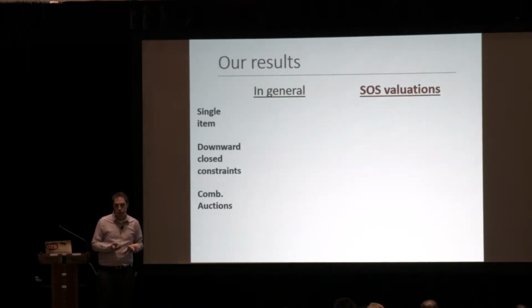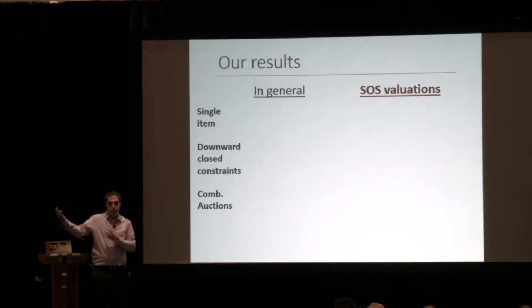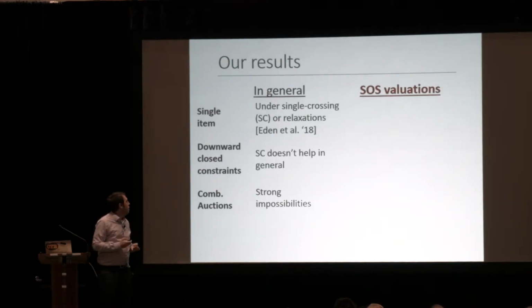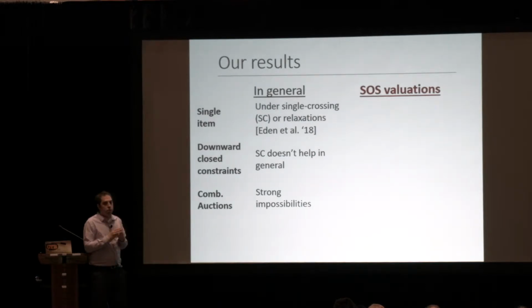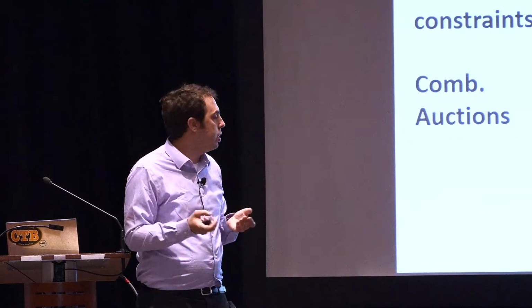Okay, so what are our results? I'm going to talk about our results for a single item, for downward-closed constraints, meaning that each bidder has a value, but the set of bidders that can be allocated together is downward closed, and for combinatorial auctions. What was known before is that for a single item, we can solve the problem under single crossing, and we gave a square root n approximation if we have a relaxed single crossing condition in the last EC. Under downward-closed constraints, single crossing doesn't help us. We can't achieve the optimal. We can't achieve any deterministic nice guarantee. And for combinatorial auctions, I already said that we have impossibilities. We don't have anything positive, basically.